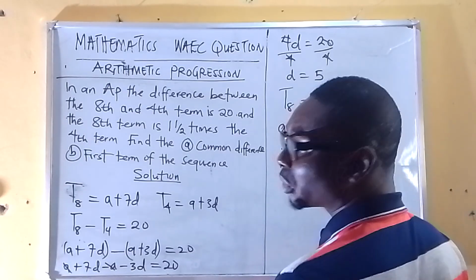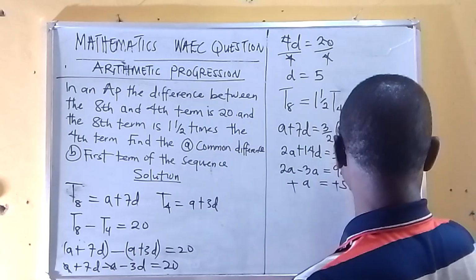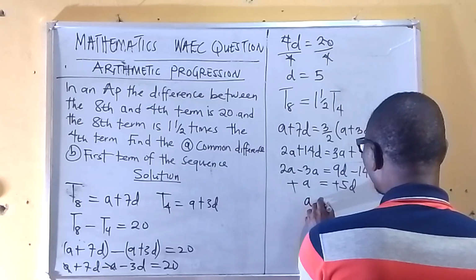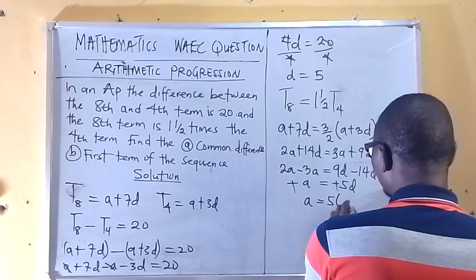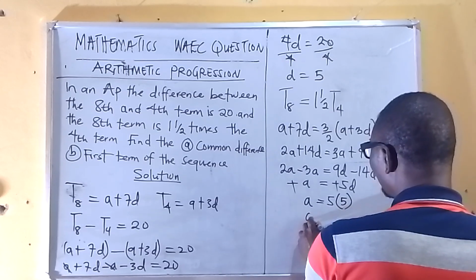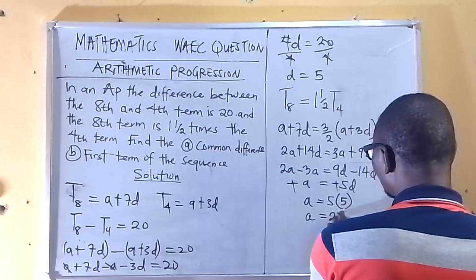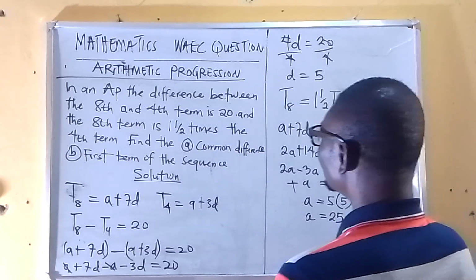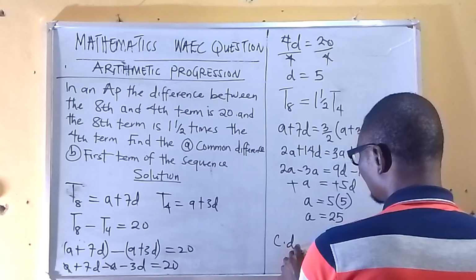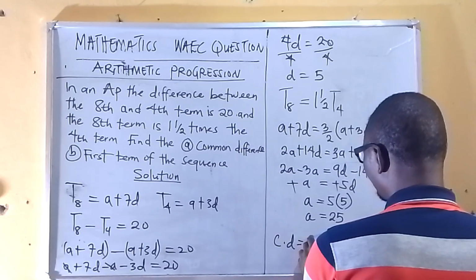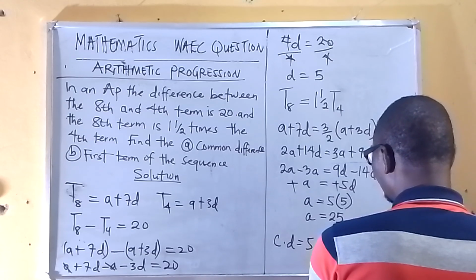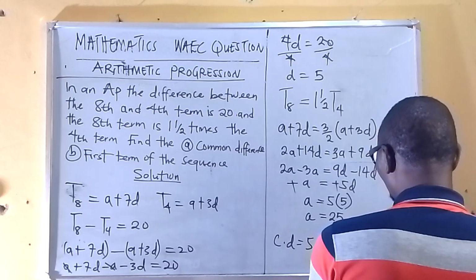But our d is equal to 5. So you replace d with 5. Therefore, our a now is equal to 5 times d, which is 5 times 5. Therefore, a now is equal to 25. So here, the common difference is equal to 5, and our first term, which is a, is equal to 25.